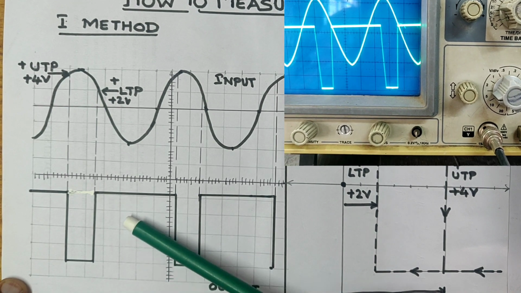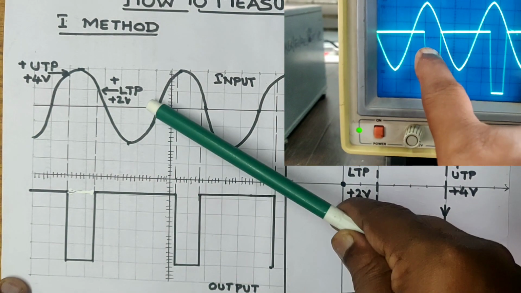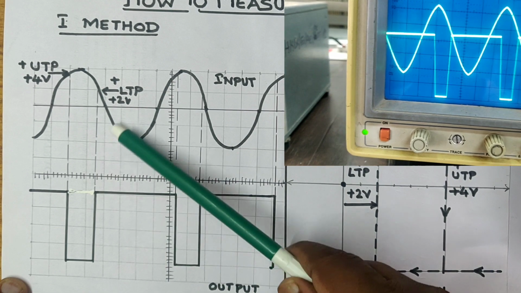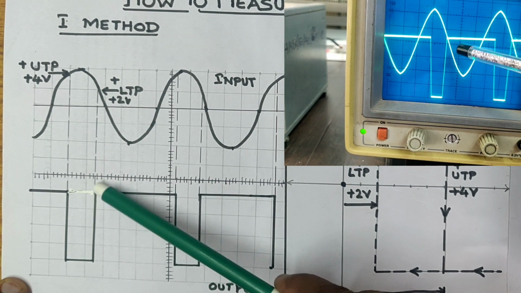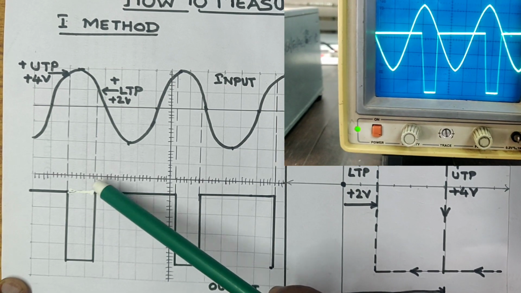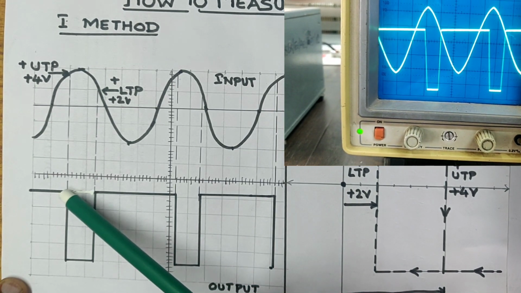You have to move this waveform. This is explained practically in a video, but I am going to explain it theoretically using a sheet. Here this is a rising edge and this is a falling edge.